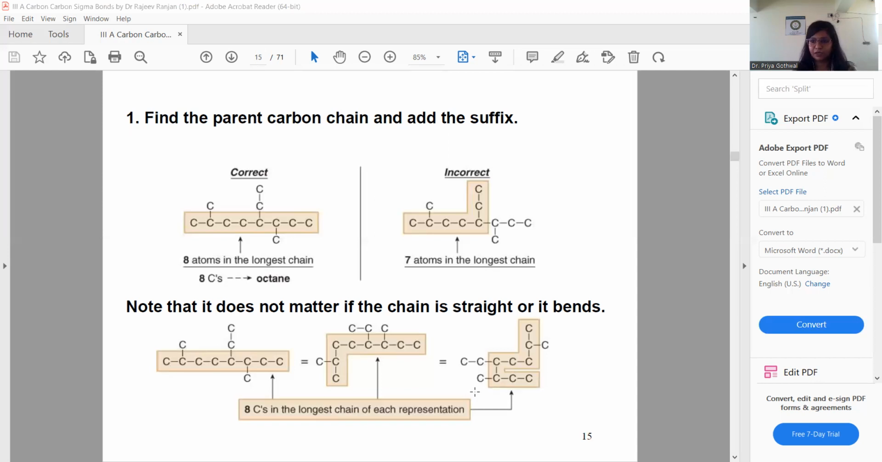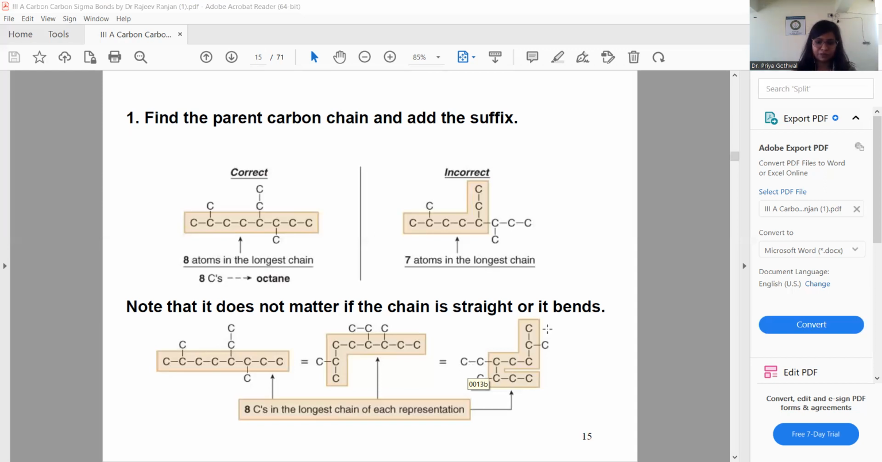Here we understand another example. This alkane also has 8 carbons in the longest chain. So one molecule can be numbered in different ways. This is a criterion of the IUPAC nomenclature system.